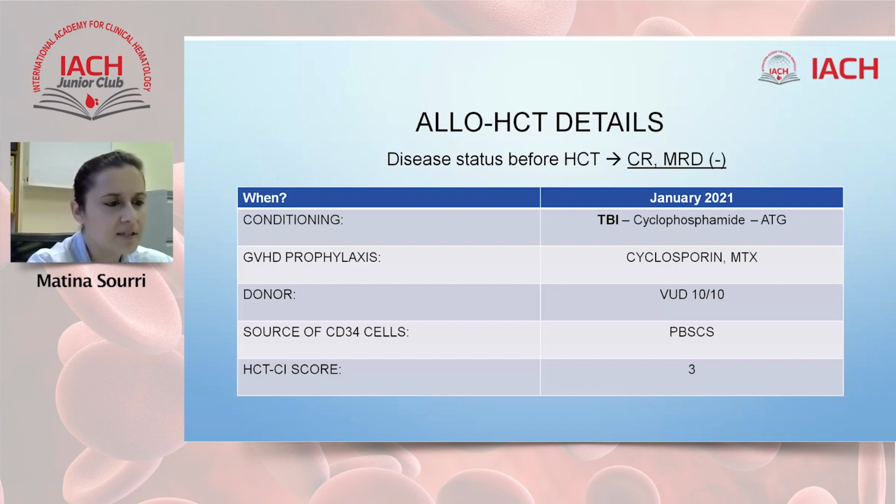She didn't have any siblings, so her donor was a voluntary unrelated male, 10 out of 10. Her HSCT score was 3 due to the neuropathy and previous lung infections, which unfortunately led to the lower than desired DLCO.